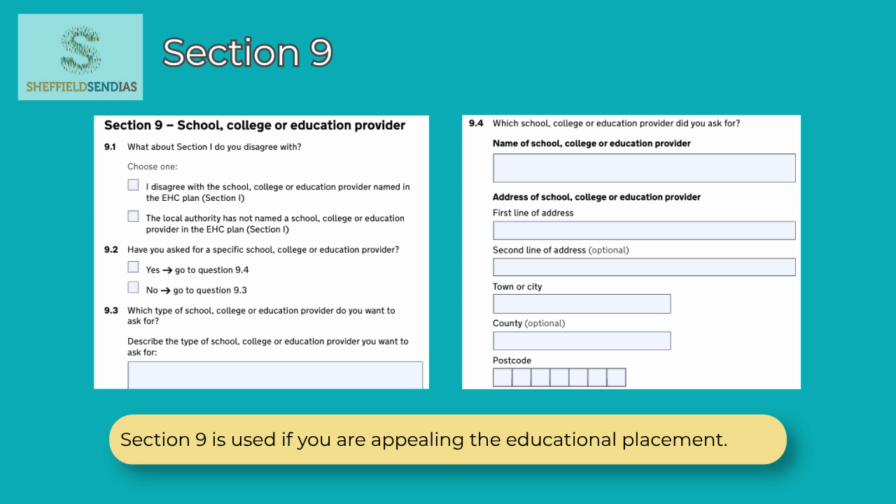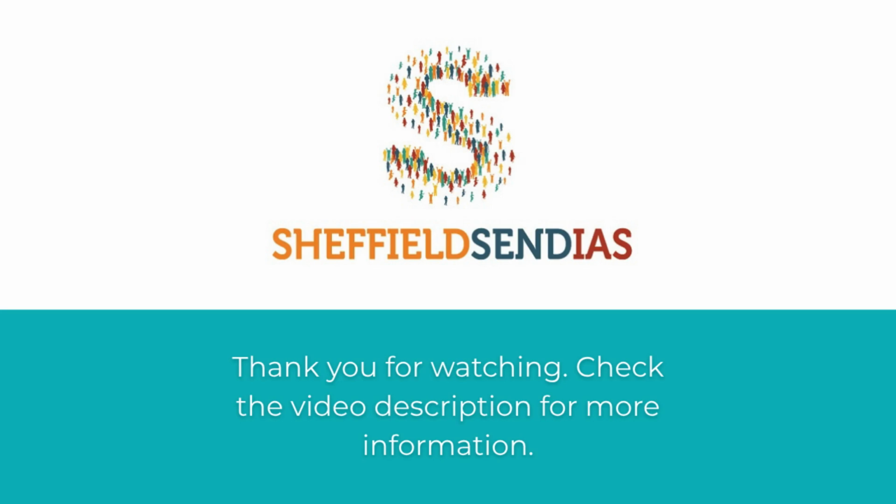Section 9.4 is where you would specify which school you want the tribunal to consider. You will need to provide the name and address of the school, and you will need to give a rough date of when you contacted the school, and you can also include their response. That concludes part 1 of completing a SEND35 form. You can find the link to part 2 in the video description.